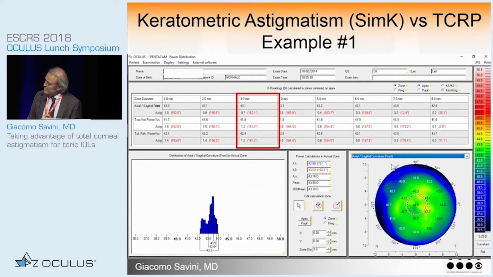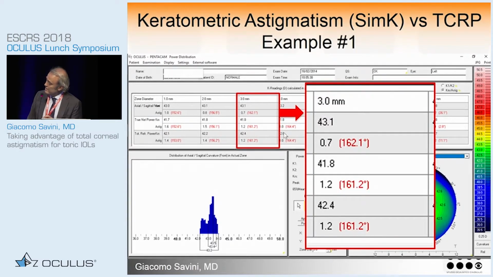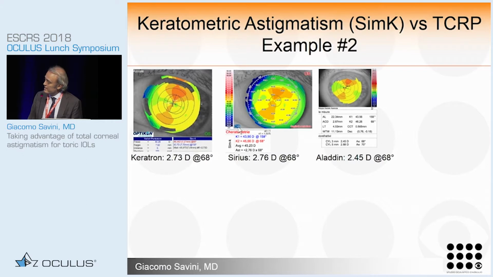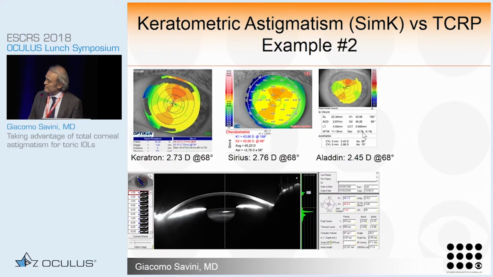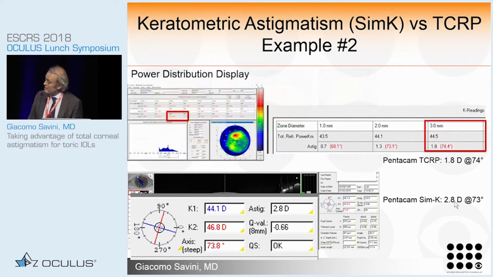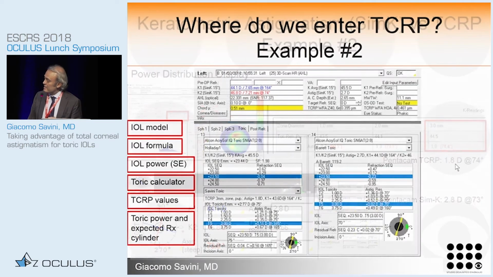And this is an example where you see that K1 and K2 have 0.7 diopters of astigmatism, and with total corneal astigmatism 1.2, this is against the rule. We implanted the T3 IOL, which corrects in this case about 1.06 diopters at the corneal plane instead of a T2, and got a plano refraction. And an opposite case where you get 2.7 diopters of with the rule astigmatism. With the Pentacam SIM-K it is the same, 2.8 diopters, but if you take a look at the TCRP, you get 1.8, so 1 diopter less.